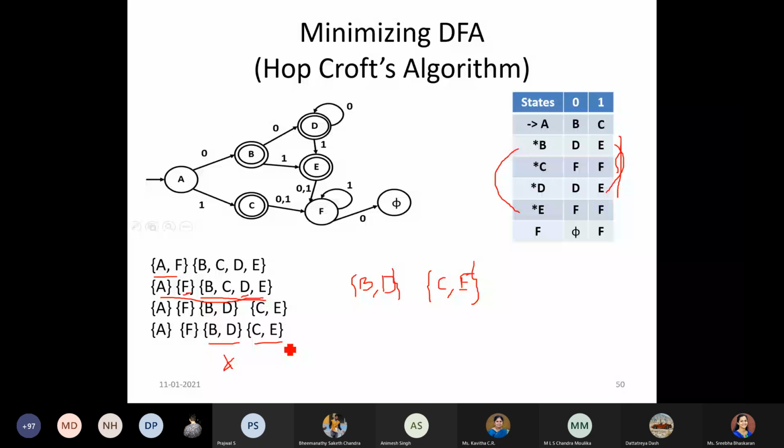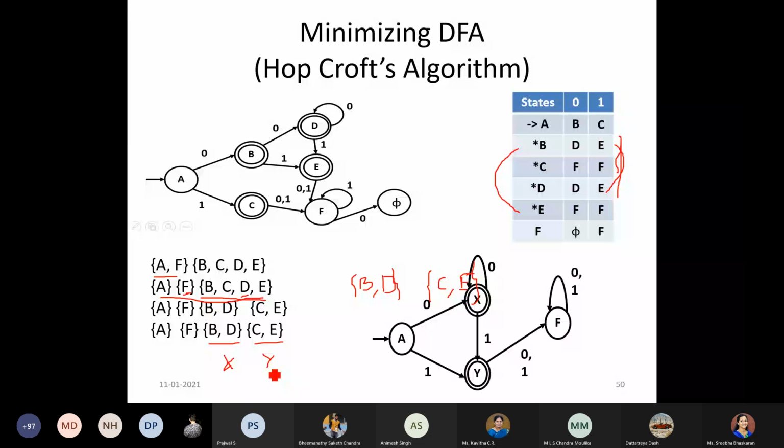Now coming to the final states and initial state. In this group which we are having, capital A is considered to be the initial state, so we can have the initial state mentioned as capital A itself. Coming to final states, we have B, C, D, E. So B, D, which is considered to be X, will be represented as a final state itself. C and E, which is renamed to be Y.